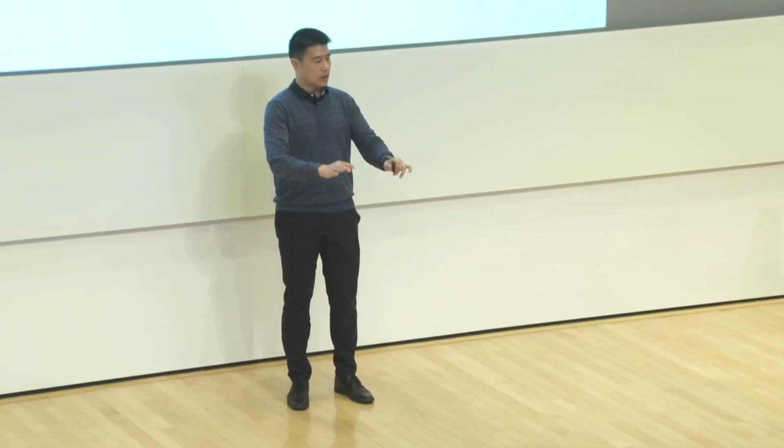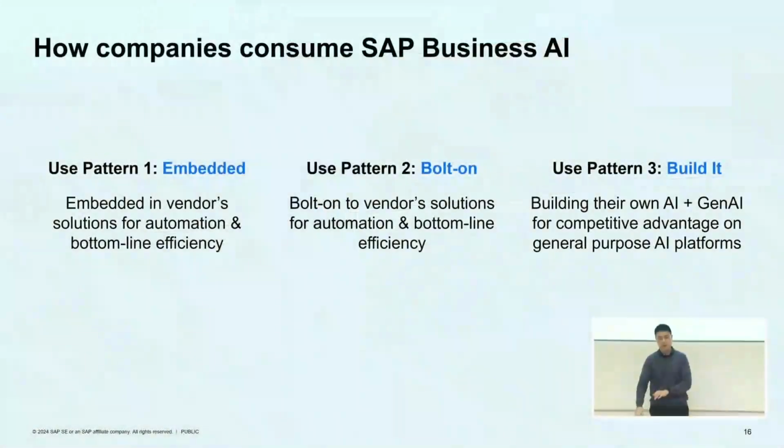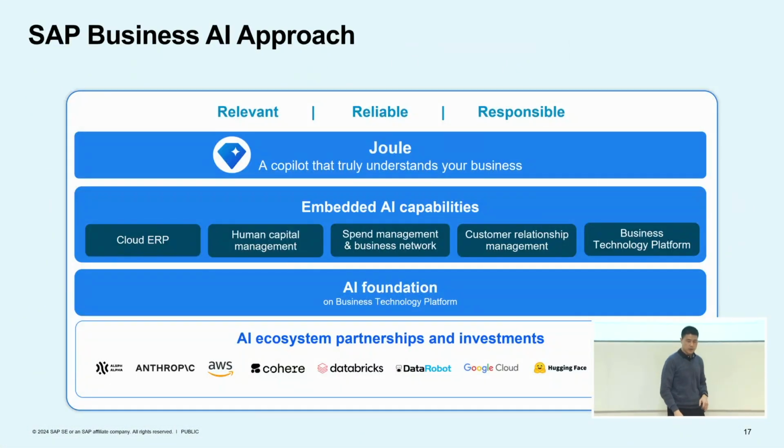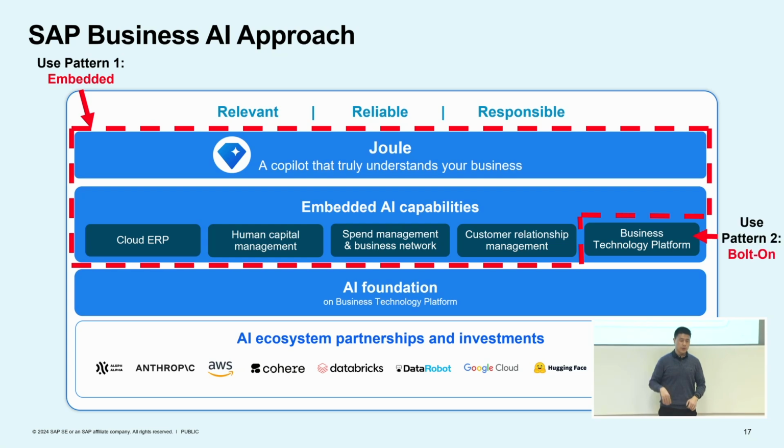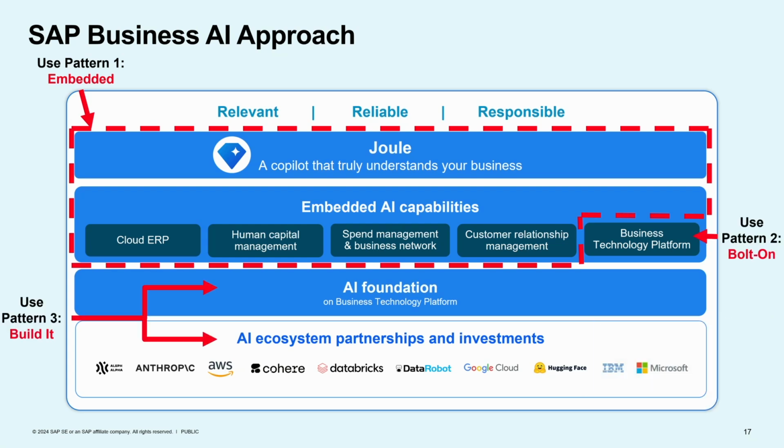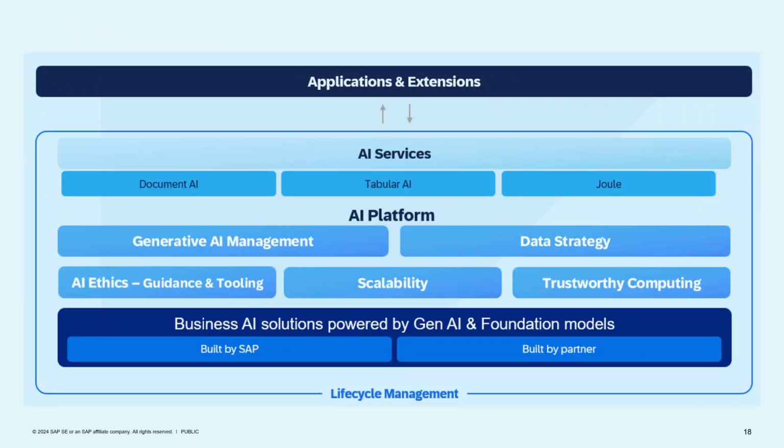Okay, so that's just a little bit about the history and what's behind these generative models. Hopefully you get an idea of what they're capable of and what their limitations are. And you saw this already: embedded, bolt-on, build it, in terms of how you can consume it. There are a lot of ways in which you can use these patterns when it comes to the business AI approach. And then from a more services perspective, this is the team that I'm on, the product engineering team.